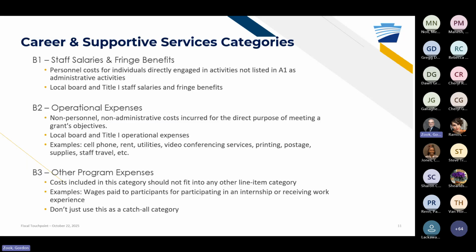Okay, then we have B3, other program expenses. Costs that you include in this category should not fit into any other line item category. So in other words, if you've got an expenditure that reasonably can fit in one of the other cost categories, put it there. Don't put it in other program expenses. Please don't use this just as a catch-all category.